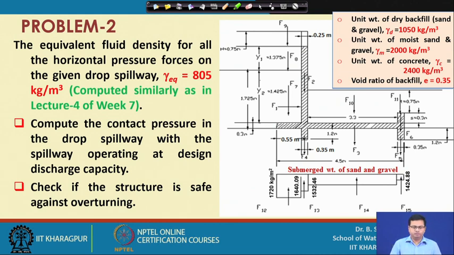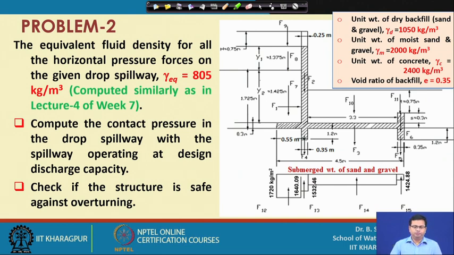So, now try to understand the problem. The equivalent fluid density for all the horizontal pressure forces on the given drop spillway equals 805 kg per meter cube. If you remember in our lecture 4 of week 7, we estimated the horizontal pressure load. Then the whole horizontal pressure is converted into equivalent fluid pressure, which has a specific weight density of 805 kg per meter cube. So, you have to correlate this problem with that class.